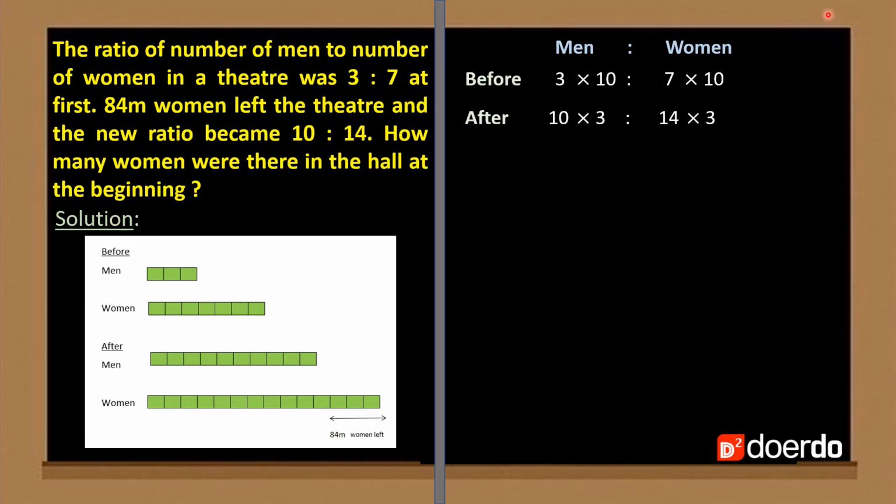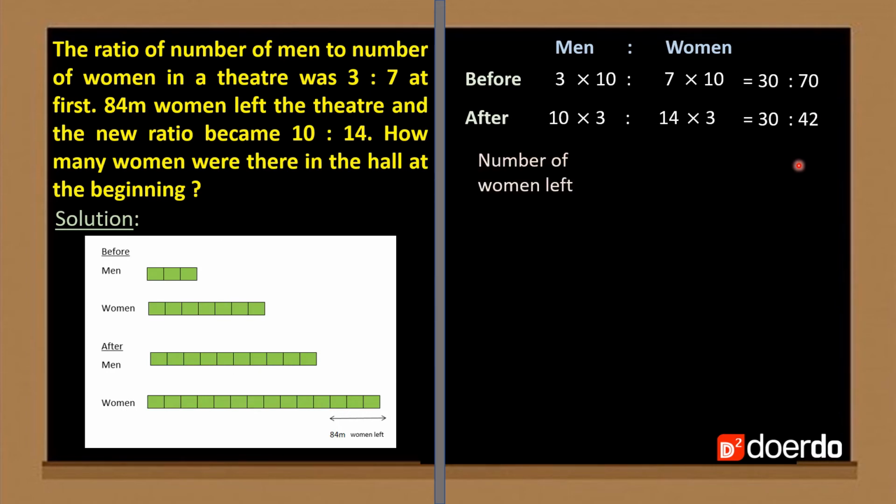Thus, the first ratio becomes 30:70. The second ratio becomes 30:42. Here, we can see the number of men is not changed. Only the number of women has changed. Hence, we can find the number of women left.